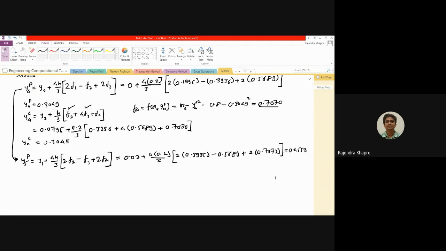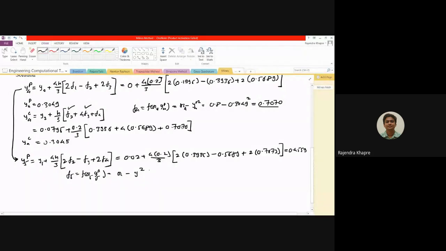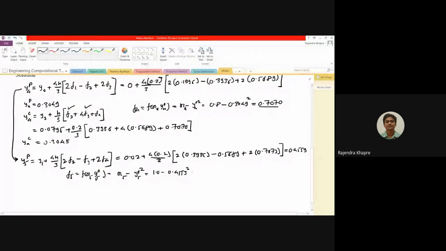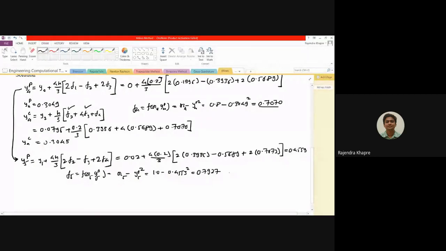So this is the predicted value, but now using this predicted value, you have to calculate the function value, that is f5. So f5 will be something like f of x5, y5 predicted. This is nothing but x minus y square. So your x will be replaced with x5, and y will be replaced with y5 predicted. x5 is 1.0 and y5 we have just calculated, that is 0.4553, whole square. How much is this? 0.7927. Someone please cross check.